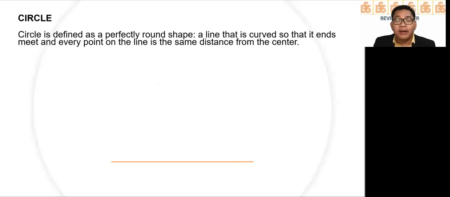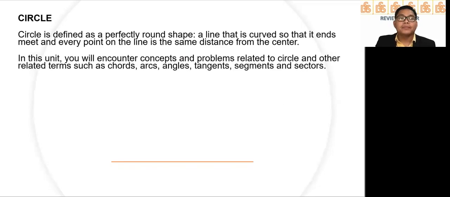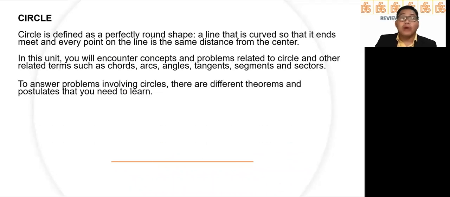A circle is defined as a perfectly round shape, a line that is curved so that its ends meet, and every point on the line is the same distance from the center. In this unit, you will encounter concepts and problems related to circles and other related terms such as chords, arcs, angles, tangents, segments, and sectors. To answer problems involving circles, there are different theorems and postulates that you need to learn.